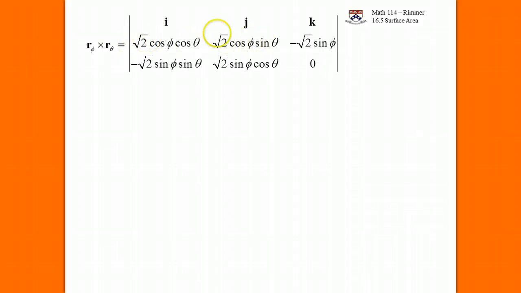The r sub phi is the second row, the r sub theta is the third row, and we're going to cross out i's column and i's row and do this subdeterminant here. We get 0 minus a negative, this product here, and so we get plus a root 2 and root 2 is 2, and we have sine squared phi cosine theta from here. Then we cross out j's column and j's row.